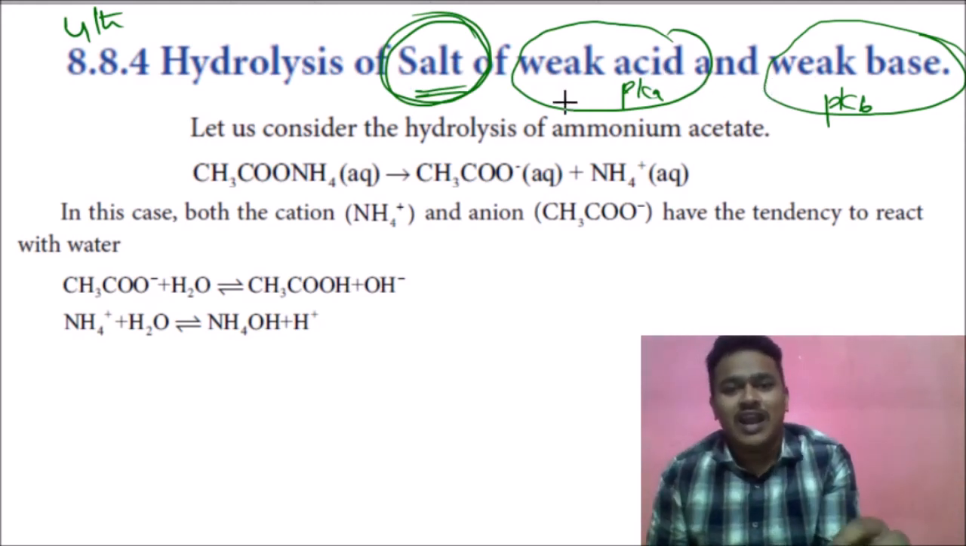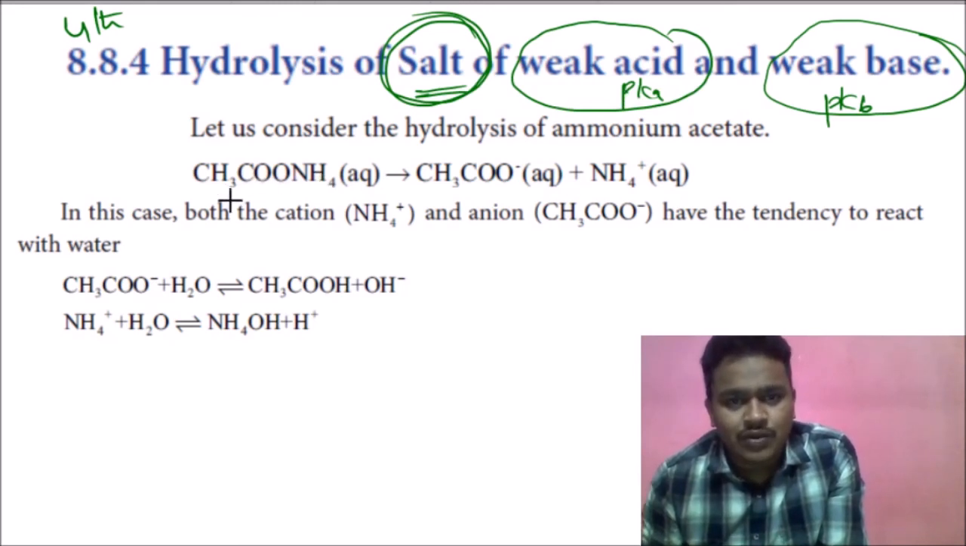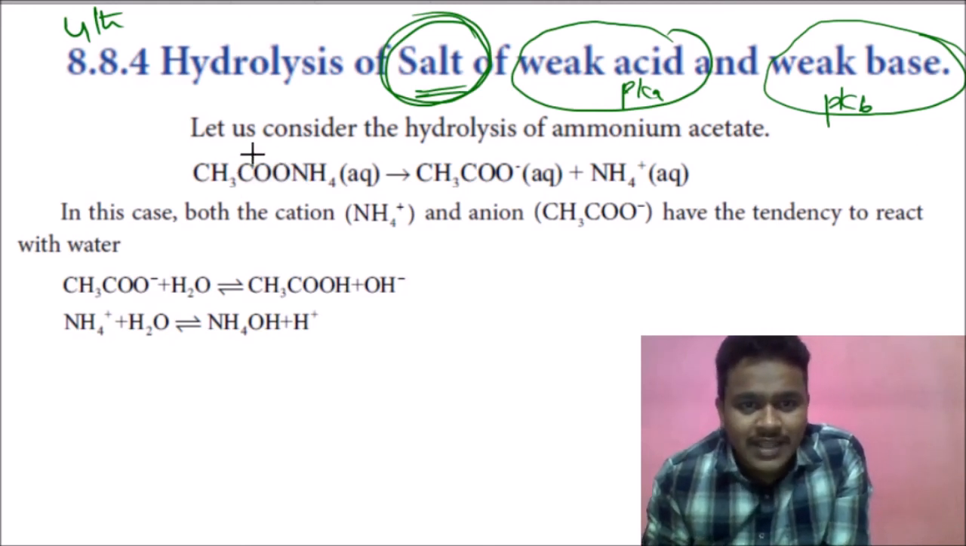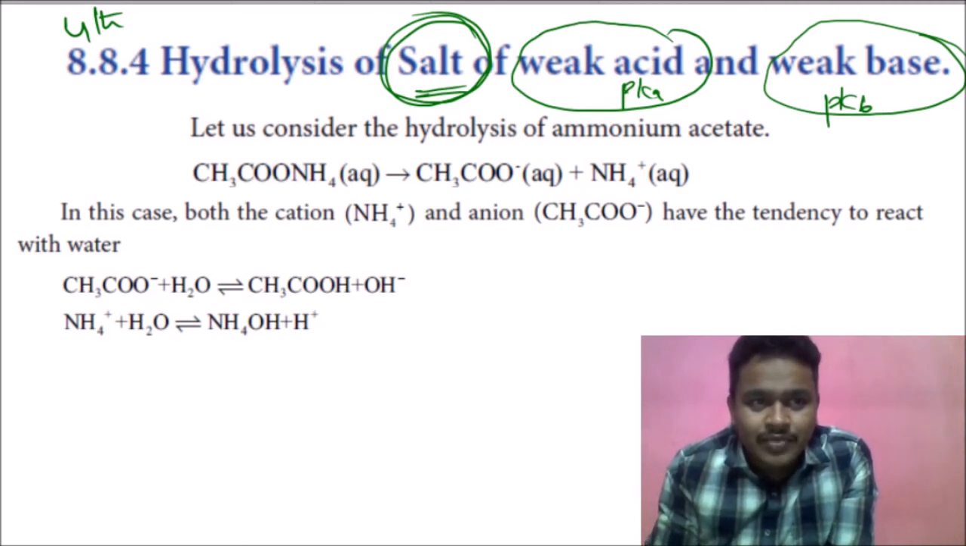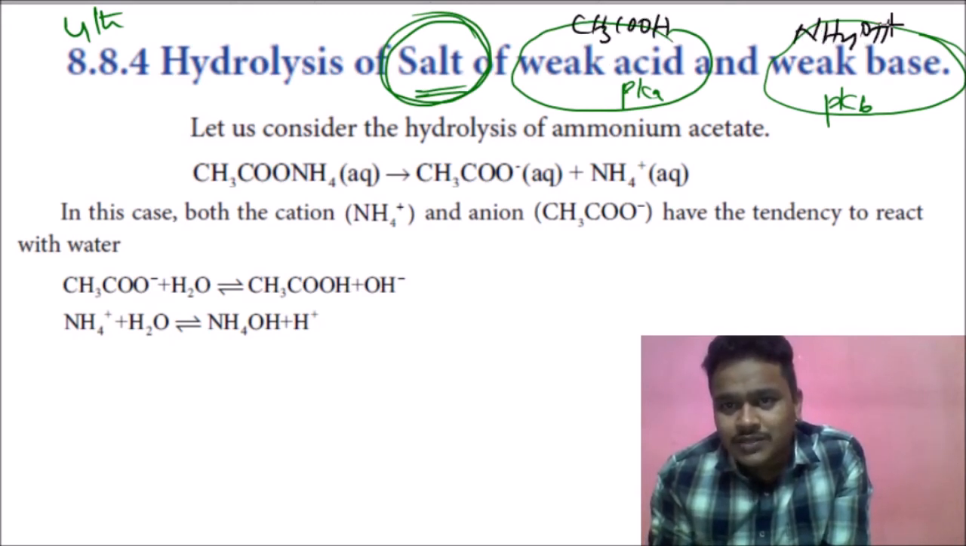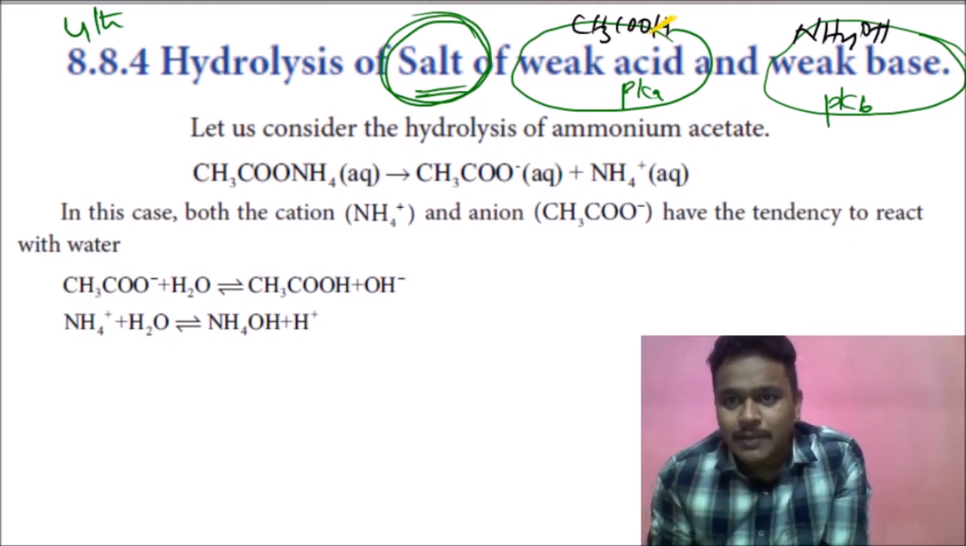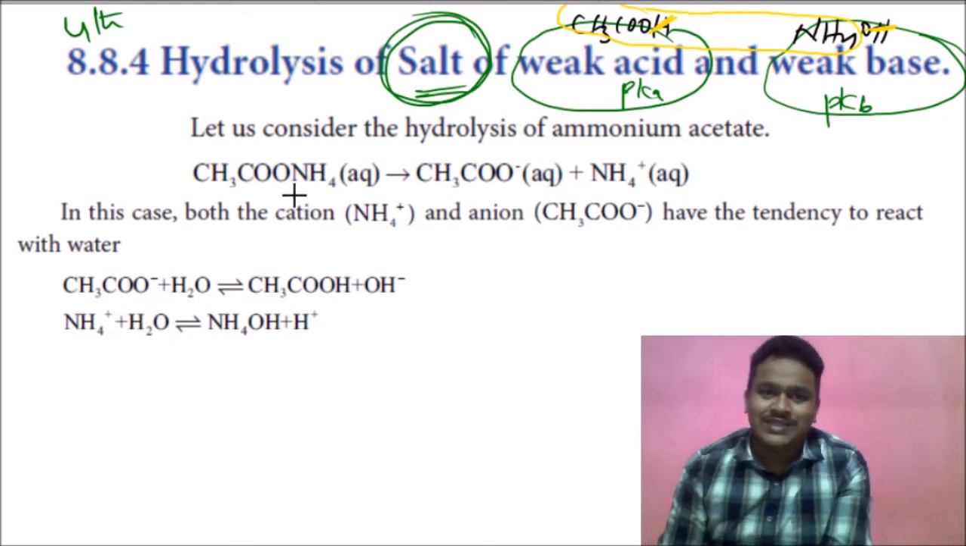This is the last salt we studied. See an example: CH3COONH4. This is a salt they are directly taking. How is this salt forming? This salt is formed by a weak acid. What is the weak acid they are taking? CH3COOH. What is the weak base they are taking? NH4OH. For an acid, you remove H. For a base, you remove OH. Combined, what is there? CH3COONH4. That is the salt.